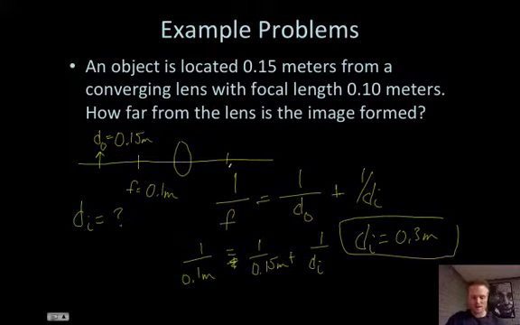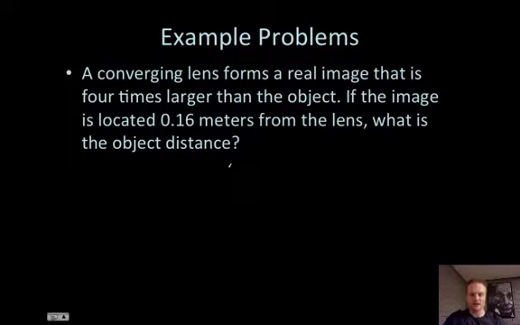All right, let's do another problem. It says a converging lens forms a real image that is 4 times larger than the object. If the image is located 0.16 meters from the lens, what is the object distance? Again, I recommend drawing a picture just to get a visual on what's happening here. Converging lens, and a real image that is 4 times larger than the object.